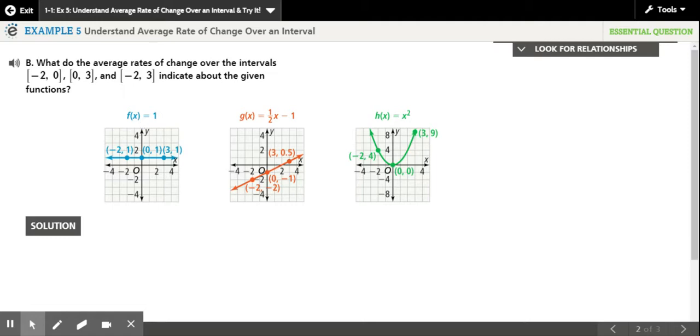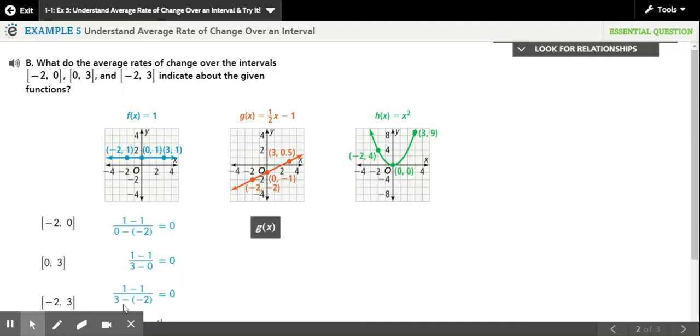It's a horizontal line. So you've got your points -2, 1, 0, 1, and 3, 1. All the y values are 1 because it's f of x equals 1. So for the first interval, from -2 to 0, the slope is 0 because it's a horizontal line.